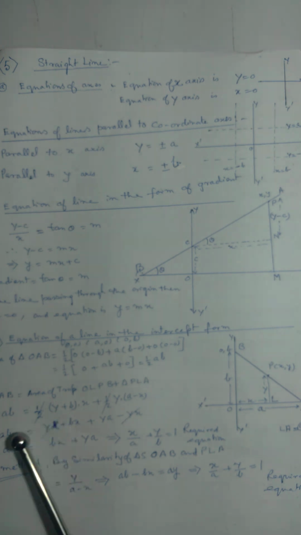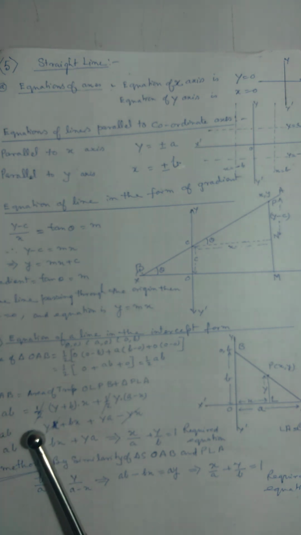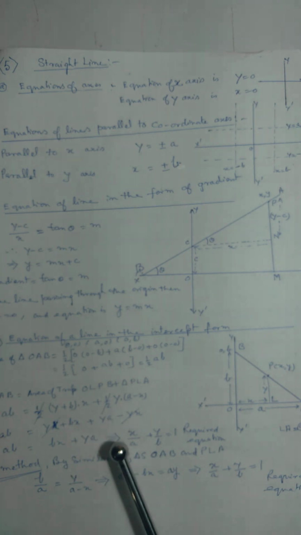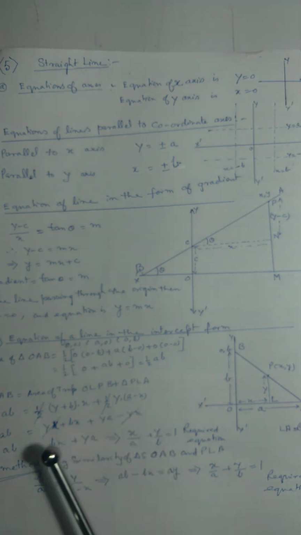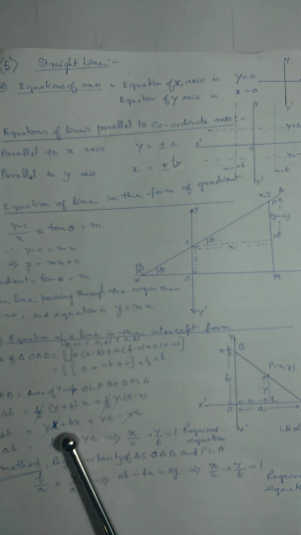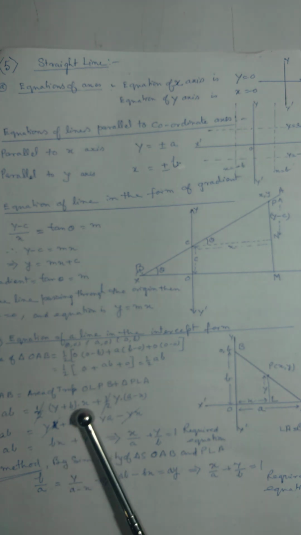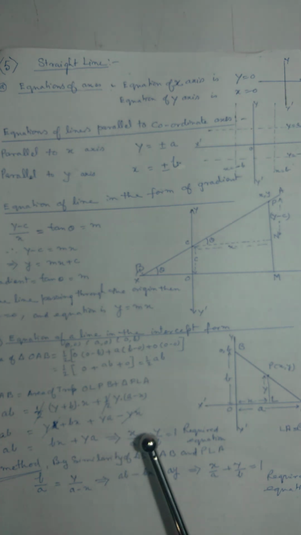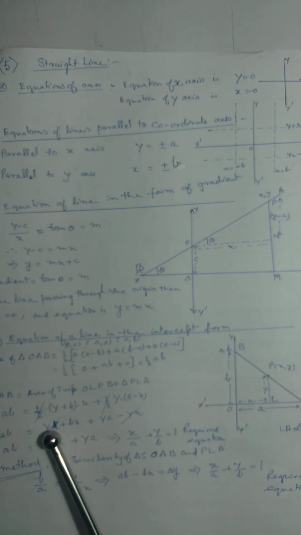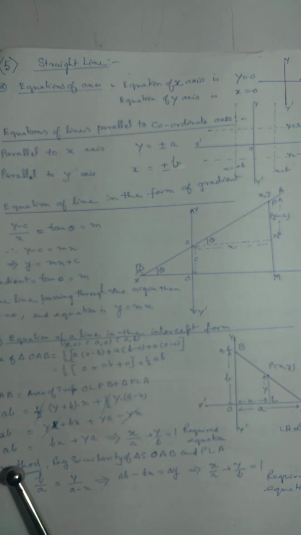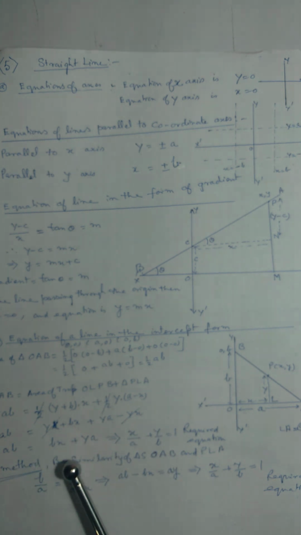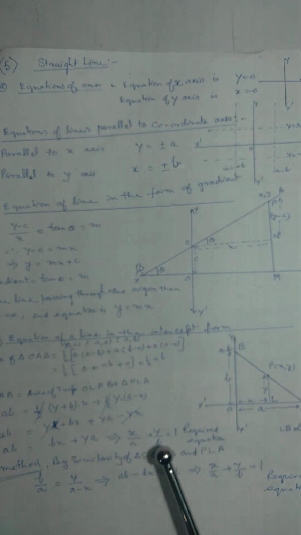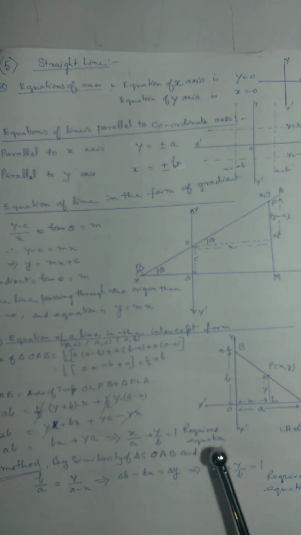So you see, I have written here 1 by 2 a into b is equal to 1 by 2 (y plus b) into x plus 1 by 2 y into (a minus x). Here just open the bracket, you will get yx plus bx and ya minus yx. You see, yx and minus yx, these two will be cancelled. So we are left with ab is equal to bx plus ya. This implies that x by a plus y by b is equal to 1. This is the required equation.